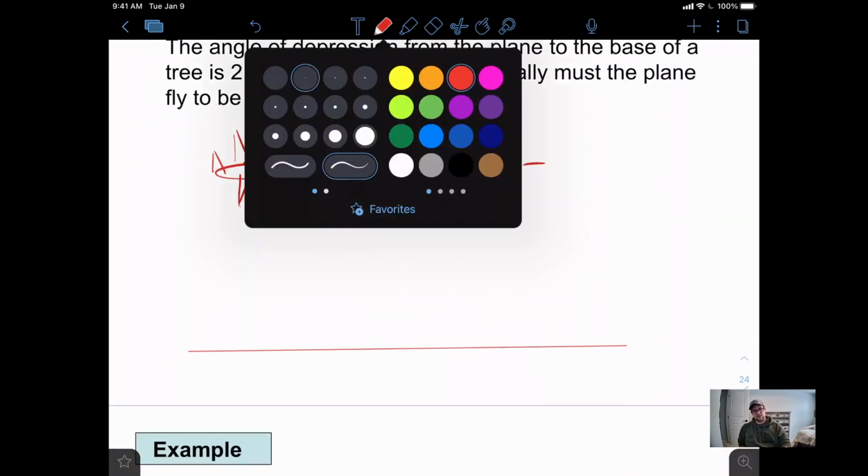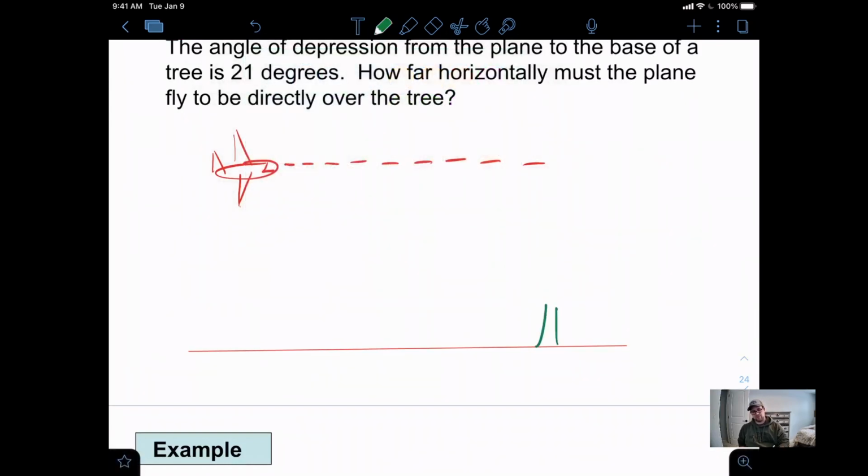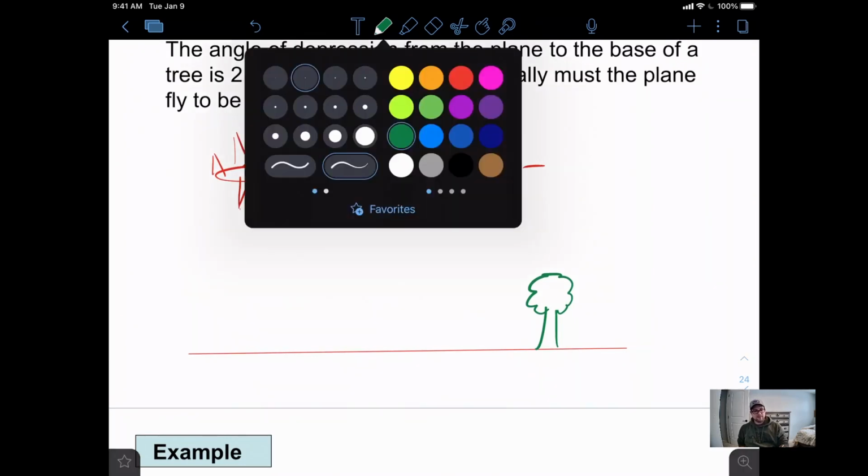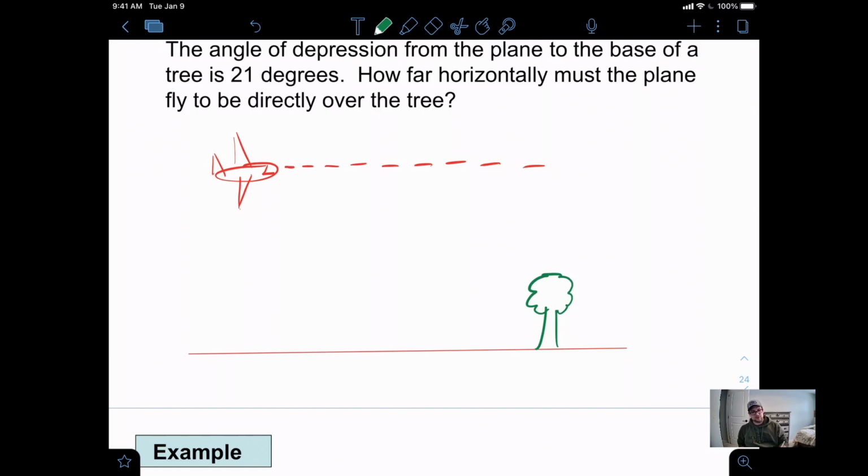Now somewhere down on the ground we have this lovely little tree. For all intents and purposes, this is definitely not to scale. Now, what it does tell us is that the angle of depression from the plane to the base of the tree is 21 degrees. So what that means is that if my pilot up in the cockpit decided to look down and he saw this tree, right to the base of the tree, I can do a better drawing than that. So here it comes. So if he decides to look down to the exact base of the tree, he needed to look down 21 degrees.